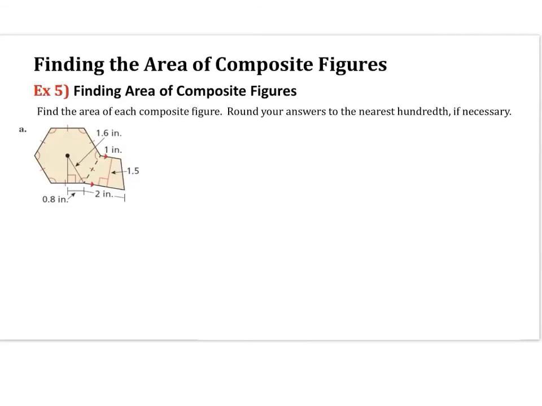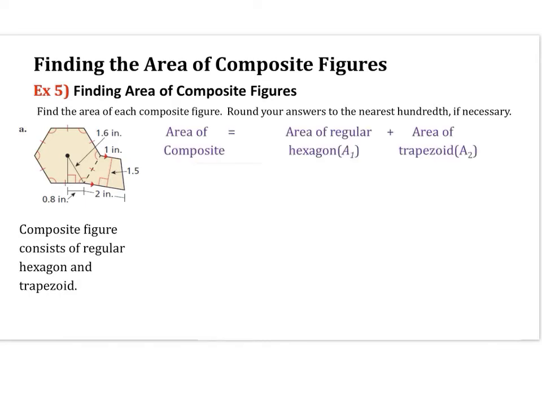Basically, when you're finding the area of composite figures, composite just means more than one figure put together to make one giant figure. So in order to find the area of composites, you always want to identify what shapes make up your composite. In this particular example A, our composite figure consists of a regular hexagon and a trapezoid. So the next thing you want to think about is, in order to get the area of this composite, what other areas, individual area regions, do I need to figure out?